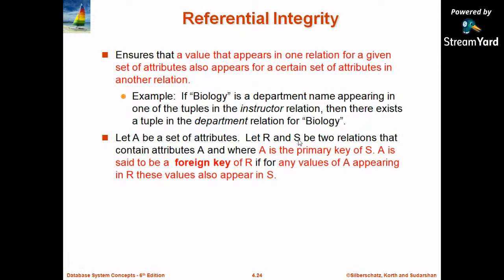So it is always the case that whenever you are defining an attribute as a foreign key, then it should be an attribute as a primary key in another relation. So a foreign key is always associated with the primary key in another relation. Look at this. A is a primary key of S, and A is also a foreign key of R. Then any value of A appearing in R also appears in S.